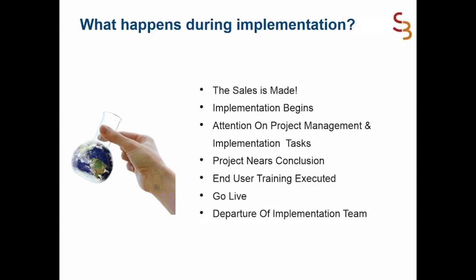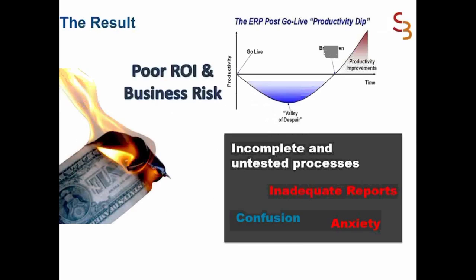Well, you may enter what's called the valley of despair. What typically happens is there's a dip in user productivity because they don't understand the system. And if you haven't really defined your reporting needs, you may not be getting the ROI, and your business may be at risk because your users don't have the information they need to run the business.